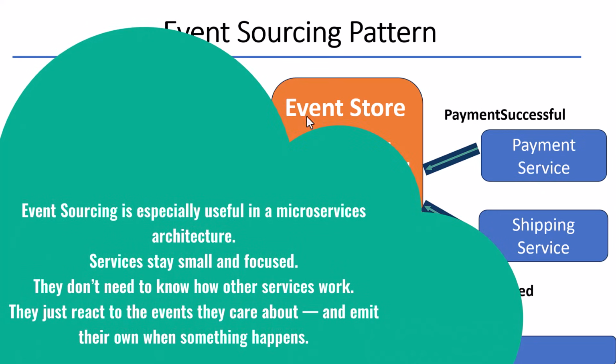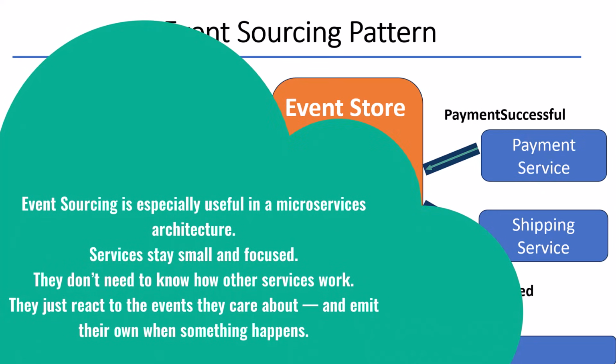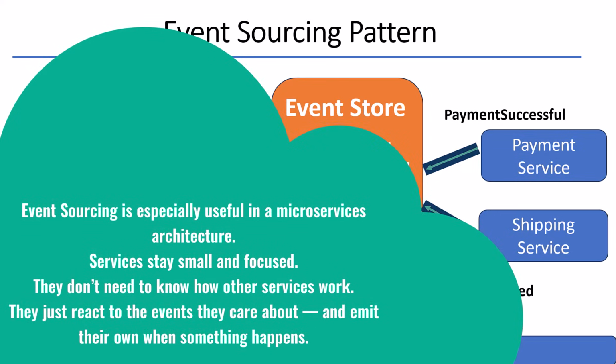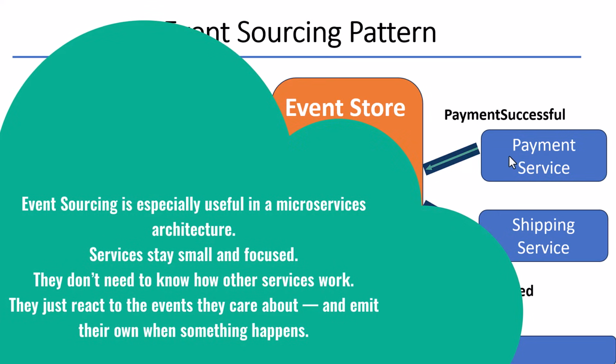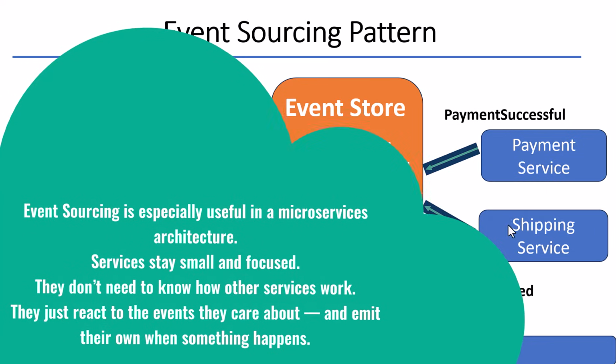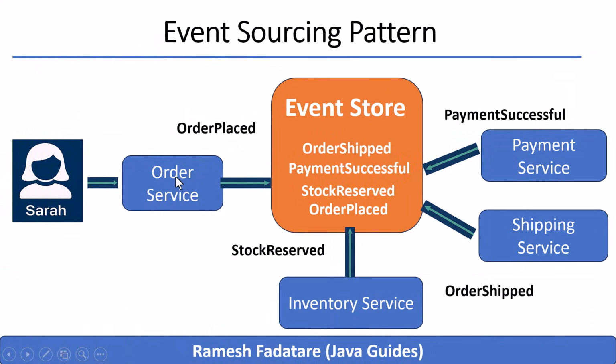Services stay small and focused. They don't need to know how other services work. They just react to the events they care about and emit their own when something happens. The order service doesn't call the inventory service. It just emits order placed and moves on. The inventory service listens and reacts. Same for payment and shipping.